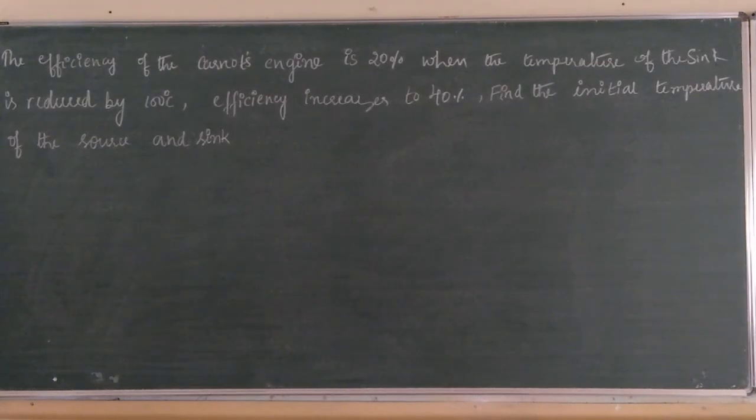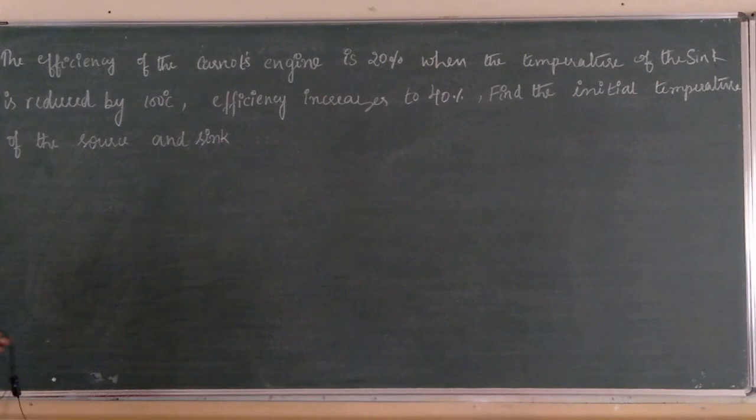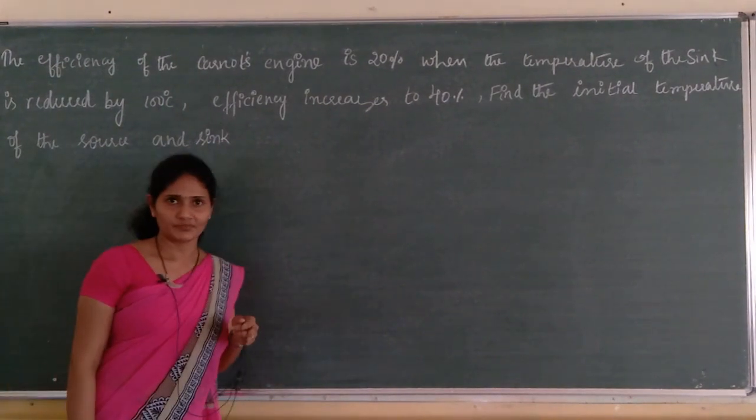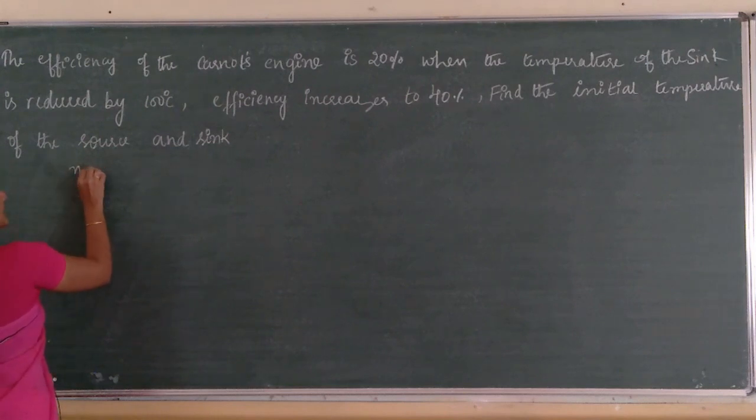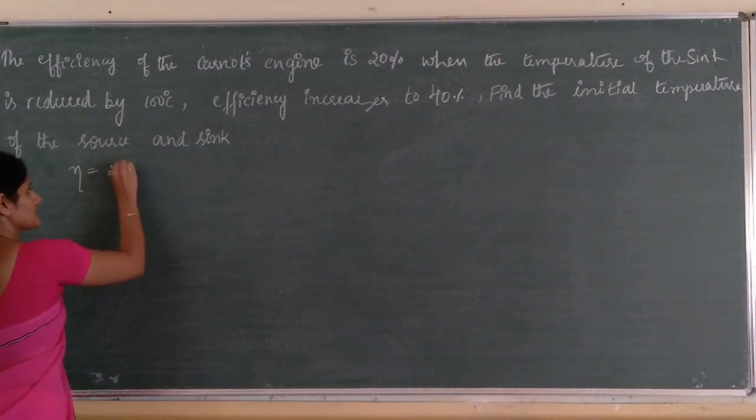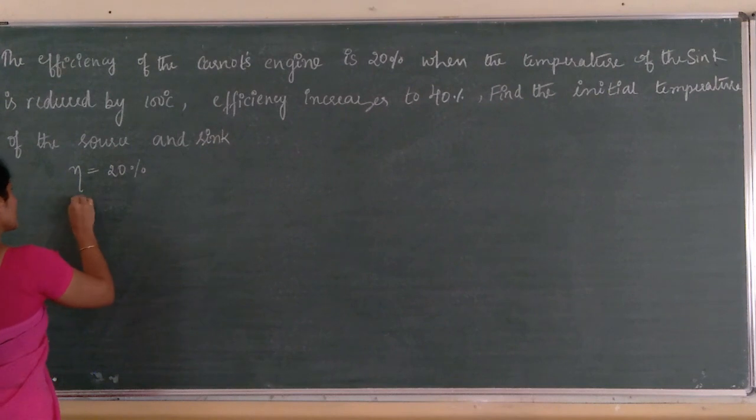So, this is the third problem, another problem. The efficiency of the Carnot's engine is 20%. Efficiency of the engine is given. So, we can write eta is equal to 20%. This is in terms of percentage. So, eta is equal to 0.2.